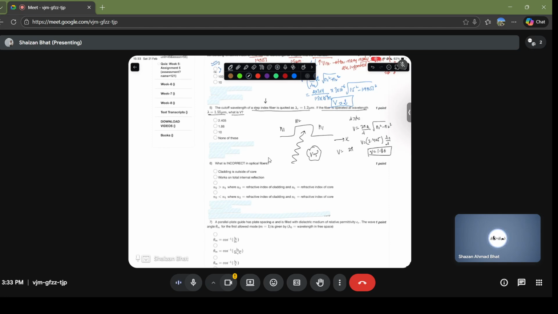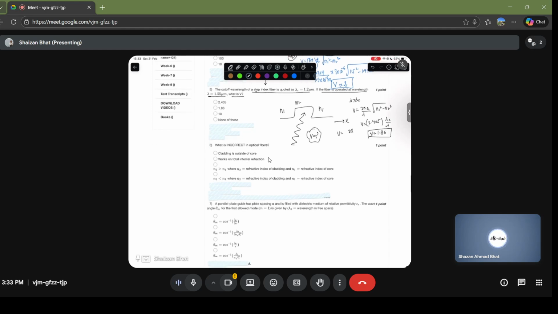Why is this the case? Because you have the cutoff wavelength given, and in that case, the V number and the cutoff wavelength are related like this. The exact answer is 1.86, that means V is 1.86. It doesn't mean it supports 1.86 modes. It means it can support one mode, or approximately one mode, so it is sort of supporting a single mode inside this particular slab.